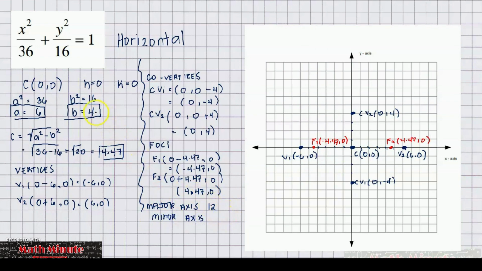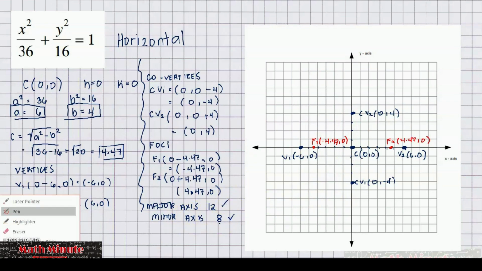For your minor axis, that is twice of B, and twice of B will be 8. Let's check if your answer is correct. So this will be 1, 2, 3, 4, 5, 6, 7, 8. So the value of your minor axis is also correct.